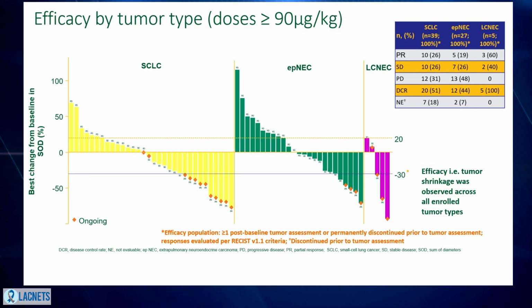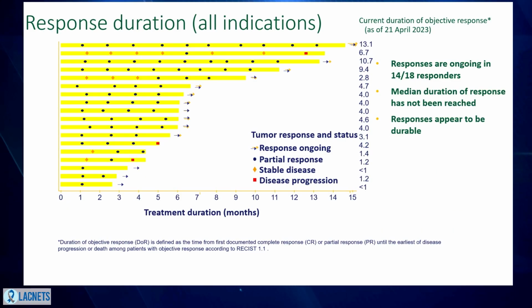Only tarlatamab is FDA approved for small cell lung cancer, and other agents are under investigation in different phase 1, phase 2, or phase 3 trials. One of the things that I mentioned earlier is poor durability. That means even if the chemo works, it only works for a few months.